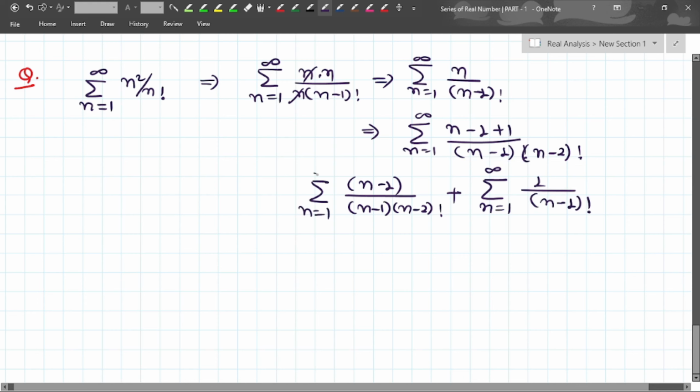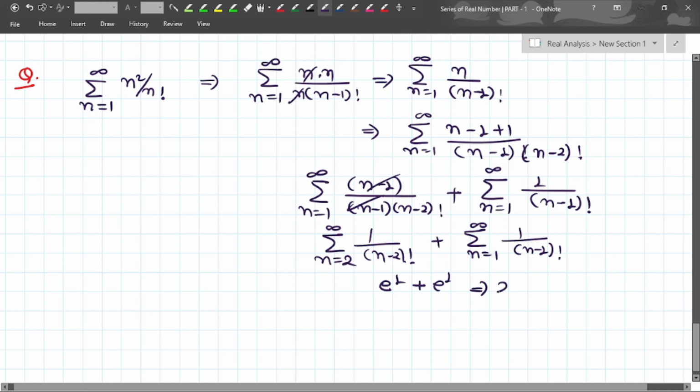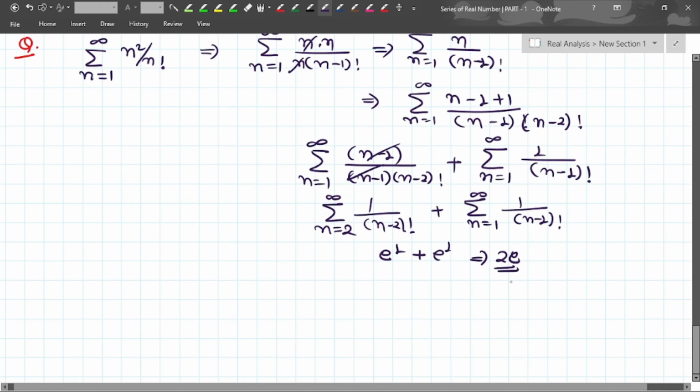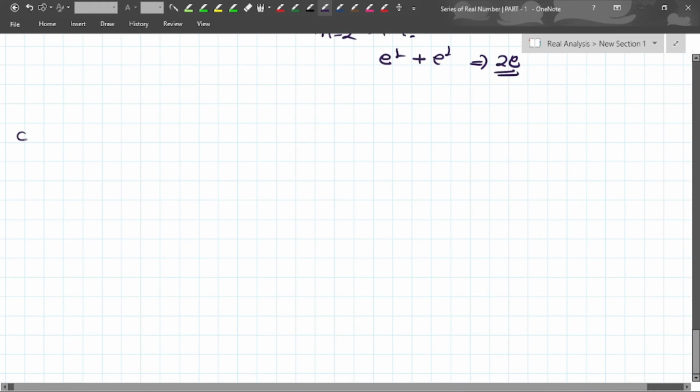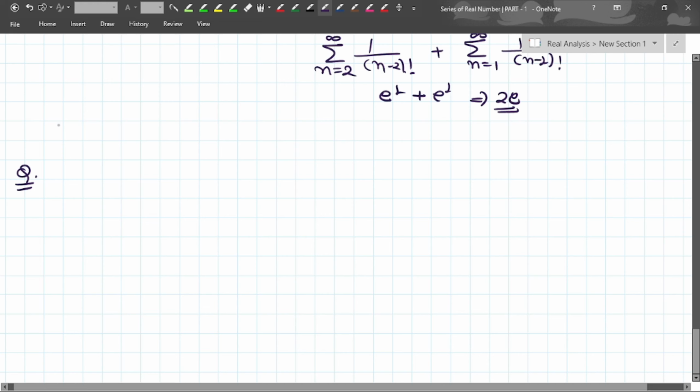From here it is n equals 1 to infinity. Now from here I can just write n equals, because it can't be negative, 1 minus 2 can't be negative, so it will be 2. So 2 to infinity, 1 upon n minus 2 factorial, and this is nothing but n equals 1 to infinity, 1 upon n minus 1 factorial. Now it is nothing but what? It is your e power 1. It is again e power 1. So it is 2 into e. This is how we can use the sum of series. I will take one more example so that we can get the concept clear. Yes, this is your result here.